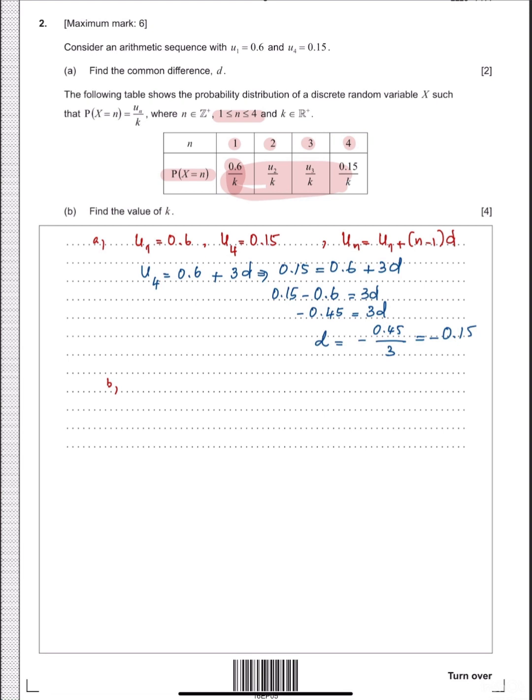So hello, for letter B, in order to find k, we have to look at something that they give us. They give us P(X = n) for n equal 1, 2, 3, and 4. In general, the sum from n equal 1 until 4 is equal to 1. So we can say 0.6 over k plus u2 over k plus u3 over k plus 0.15 over k equals 1.